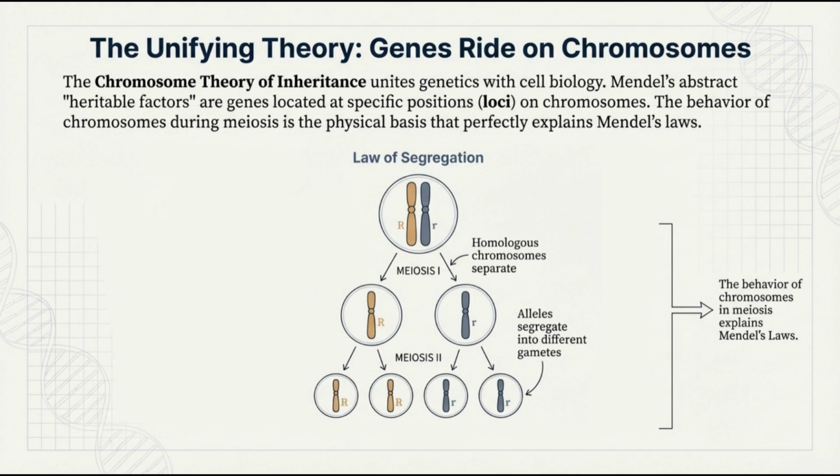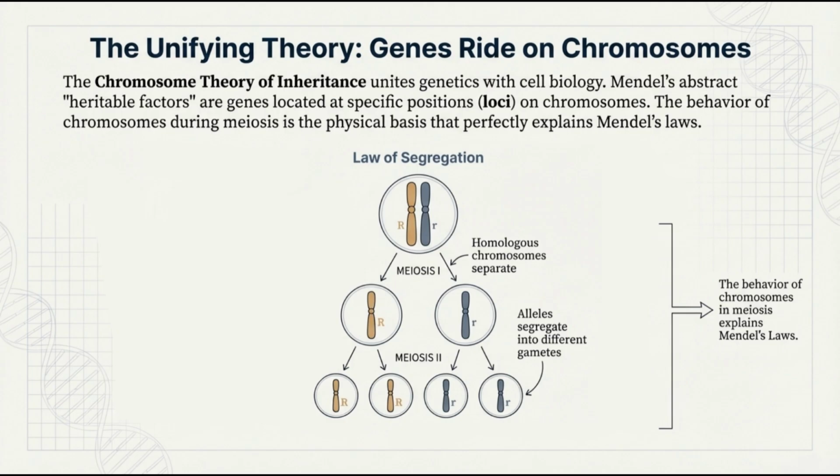Okay, let's bring all this back to the physical world. We've talked about these abstract factors separating and assorting, but how does a cell physically make it happen? This is the unifying theory. This is where genes and chromosomes finally come together. Mendel's heritable factors are genes, and they're located at specific positions or loci on chromosomes. So the behavior of chromosomes during meiosis is the physical basis for all of Mendel's laws. It is. The controlled, predictable movement of chromosomes is what makes it all work.